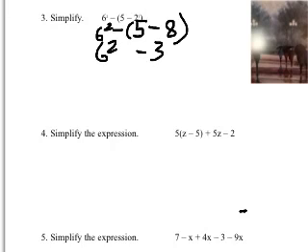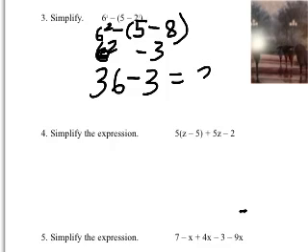6 to the second power minus 3, or plus a negative 3. Alright, so 6 to the second power is 36 minus 3 equals 33.